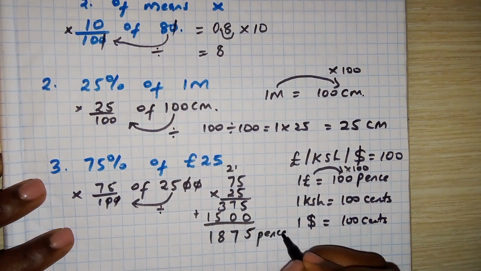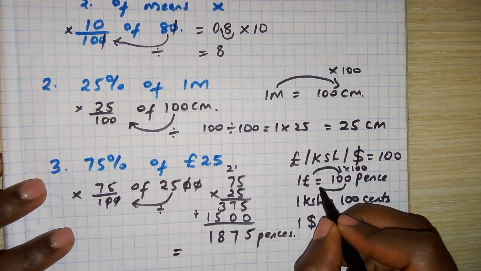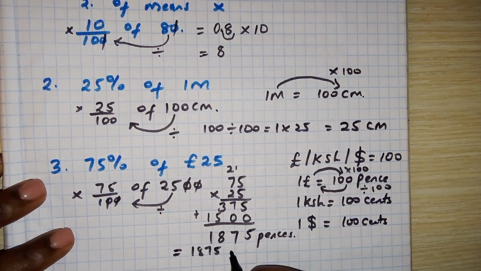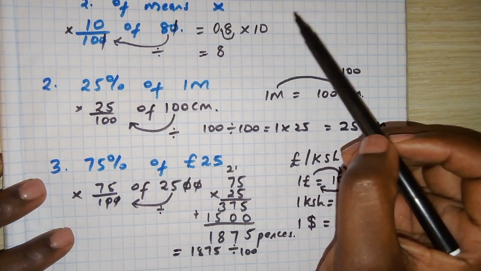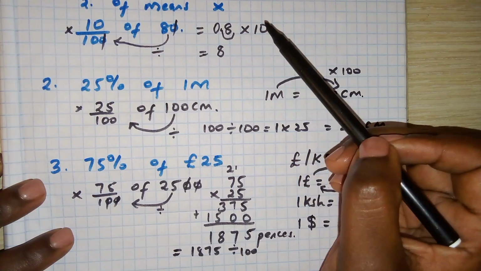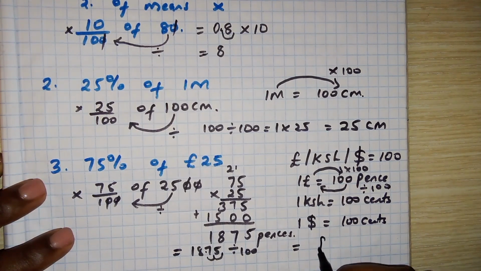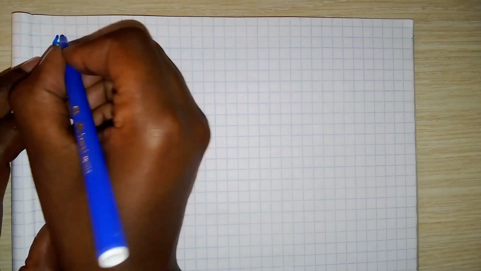So this one was in pence. Now we can change back the answer to pounds. So from pence to pound, you divide by 100. So divide this one, so 1875 divided by 100. So when you're multiplying by 10 or 100 or 1,000, move the decimal points towards the right. But when you're dividing, you move the decimal towards the left. So here there's no decimal point. Put 1 for yourself at the end of the number. Then you move 1, 2. So it would be 18.75 pounds.